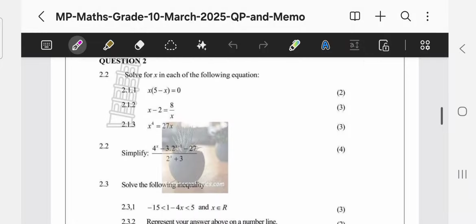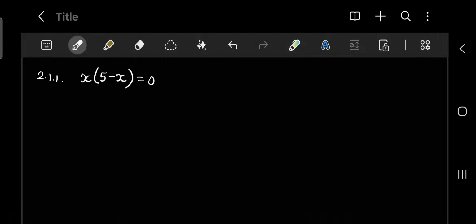And okay, slight numbering mistake. This should be 2.1. So question 2.1 says, solve for x in each of the following equations. Starting off with 2.1.1, we are given x times (5 minus x) is equal to 0. So you guys, a common mistake that I see with this type of question is that learners start multiplying things out. Remember, you are factorizing for x. So what they've actually done is they've given it to you in the factorized format.